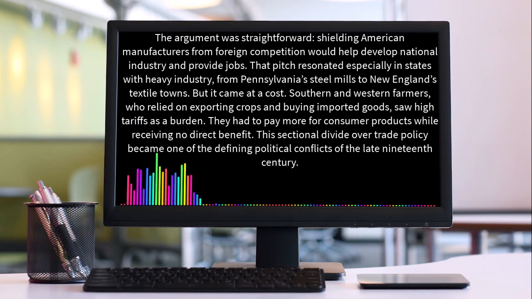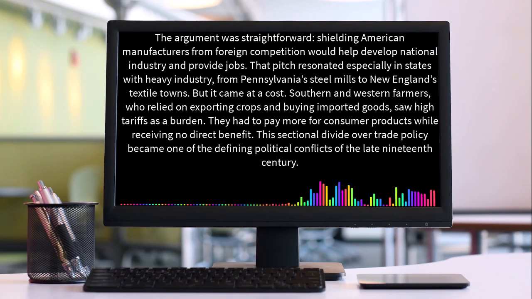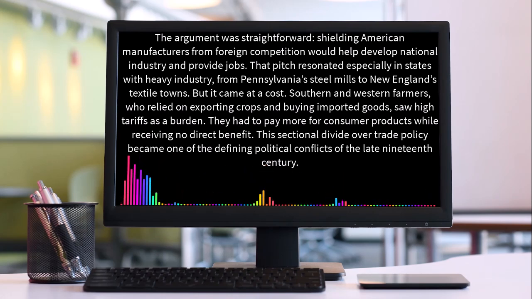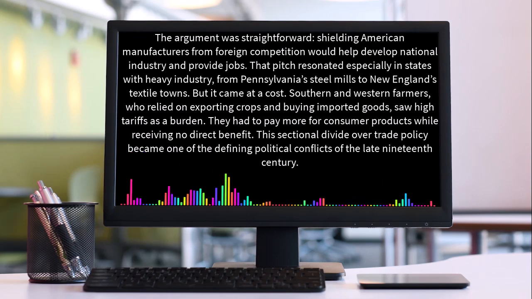The argument was straightforward. Shielding American manufacturers from foreign competition would help develop national industry and provide jobs. That pitch resonated especially in states with heavy industry, from Pennsylvania's steel mills to New England's textile towns. But it came at a cost.